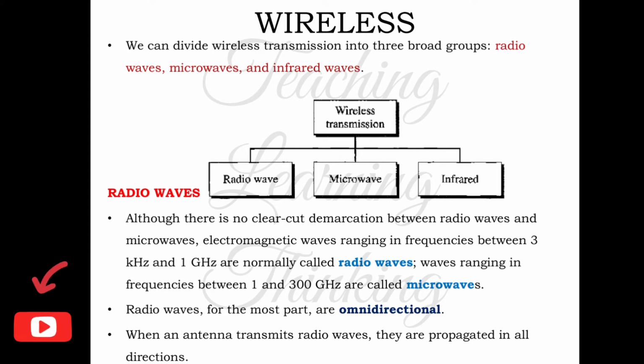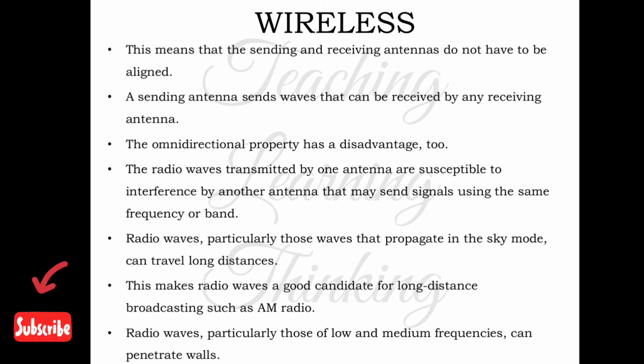Although there is no clear-cut demarcation between radio waves and microwaves, electromagnetic waves with frequency between 3 kHz and 1 GHz are normally called radio waves, and waves with frequency between 1 GHz and 300 GHz are called microwaves. Radio waves are for the most part omnidirectional, and the word omnidirectional is very important. When an antenna transmits radio waves, they are propagated in all directions. This means that the sending and receiving antennas do not have to be aligned. The sending antenna sends waves that can be received by any receiving antenna.